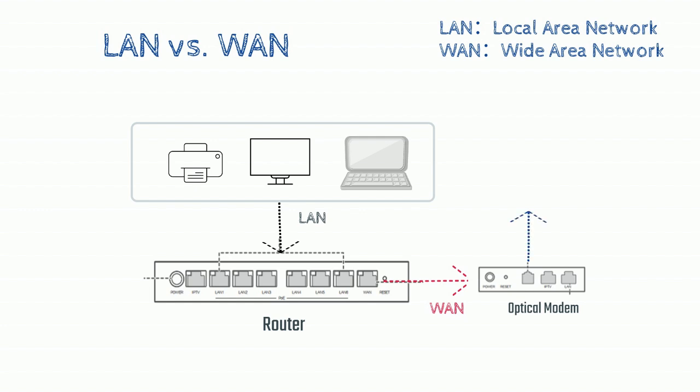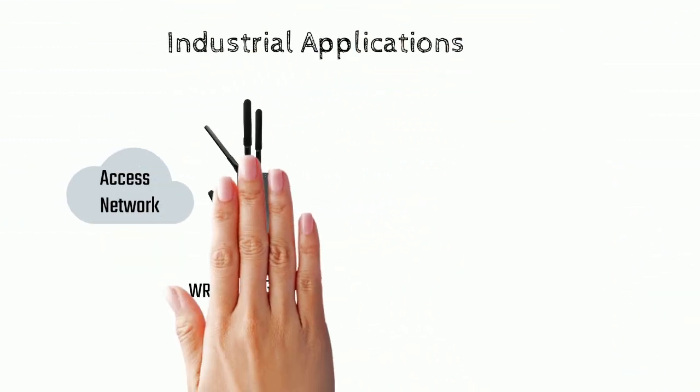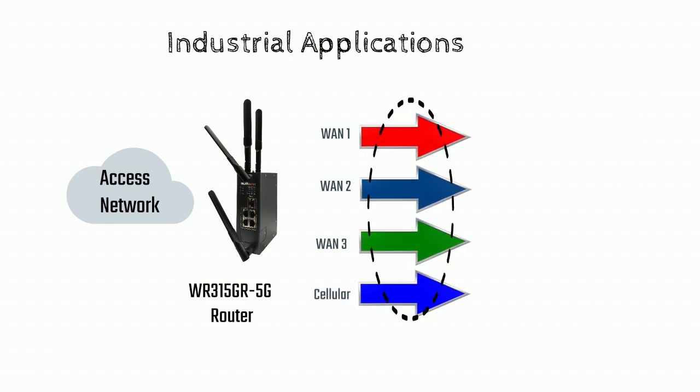WAN, wide area network ports, on the other hand, connect to external networks like the Internet, often through a single WAN port that links the internal network to the outside world. In industrial applications, higher transmission rates and reliability are crucial, making dynamic multi-WAN ports essential.